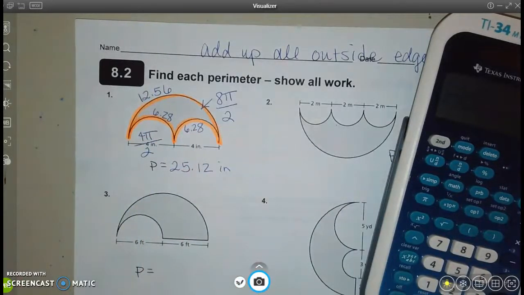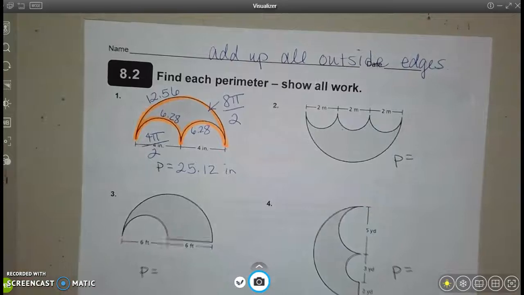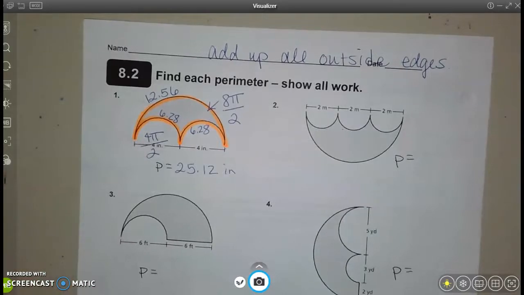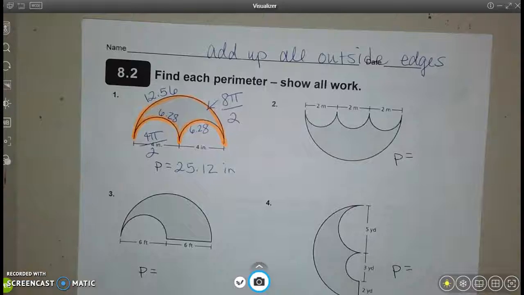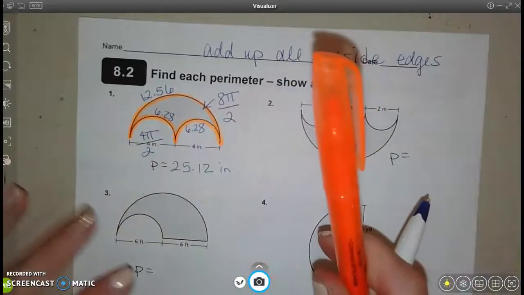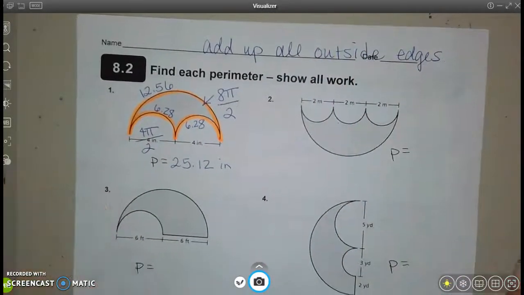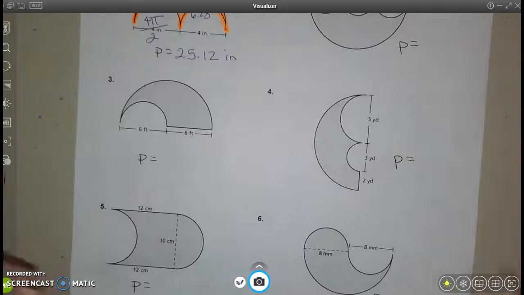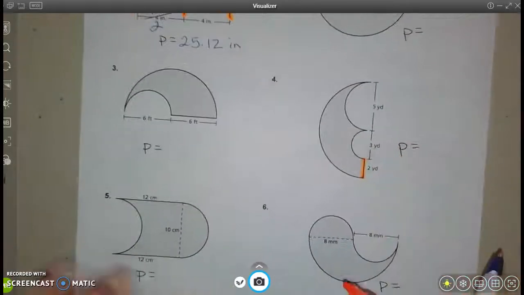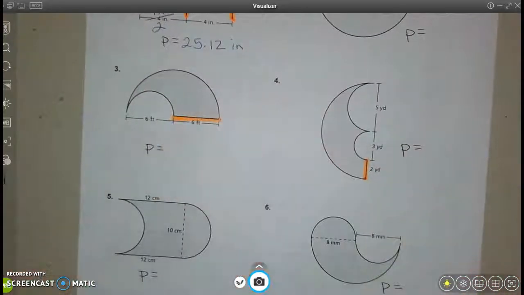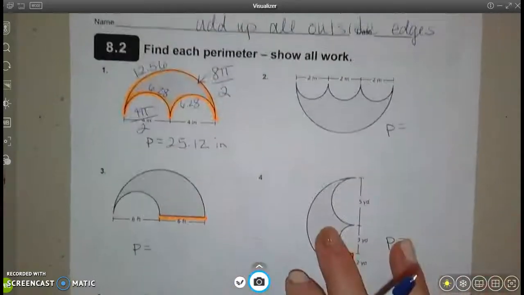Okay? So most of these are just a bunch of semicircles. You're finding circumference of all those semicircles and then adding it up to get a total. If you use your highlighter as you go, you'll make sure you don't forget anything. A couple of them also have a straight edge here or there, so make sure you add in 2 or make sure you add in 6 for your straight edges. Okay? All right. There we go.